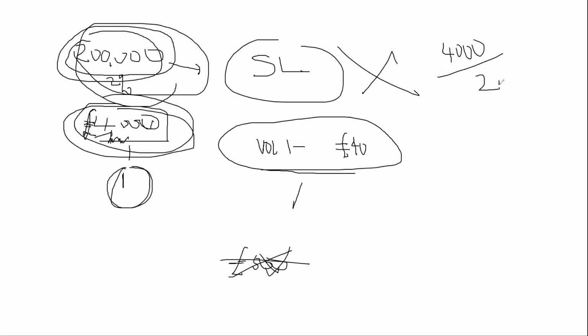4,000, let's just say for argument's sake, divided by my stop loss of 20 pips. So that's 200. Yes, I'm correct. So that means if they're using a stop loss of 20 pips, they can afford to risk £200 per pip.